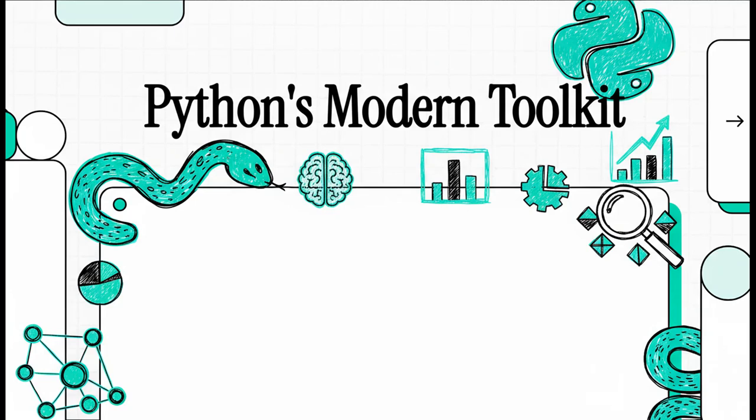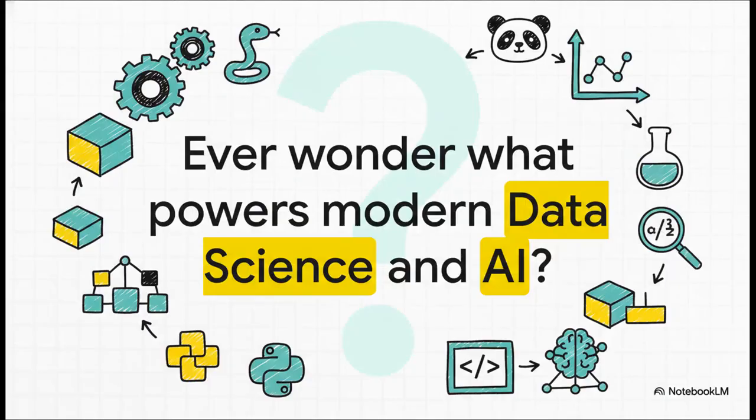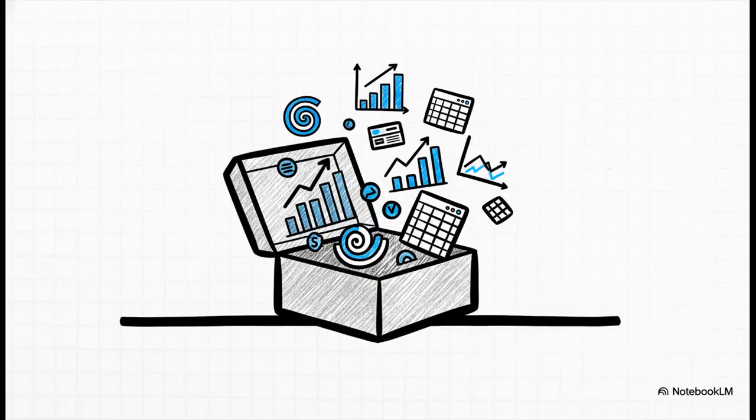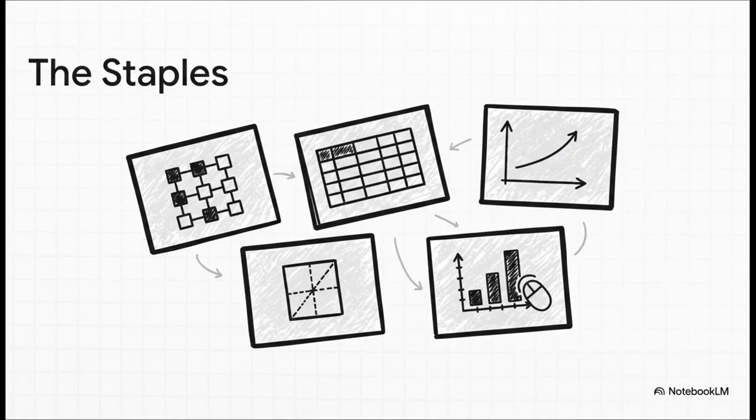So, you want to know what's really behind modern AI and data science? Let's take a look. Well, it's not just one thing. It's a whole ecosystem of Python libraries working together. All right, first things first, every great project starts with a solid foundation for handling data. And these five are the absolute must-haves for pretty much any data manipulation and visualization job.